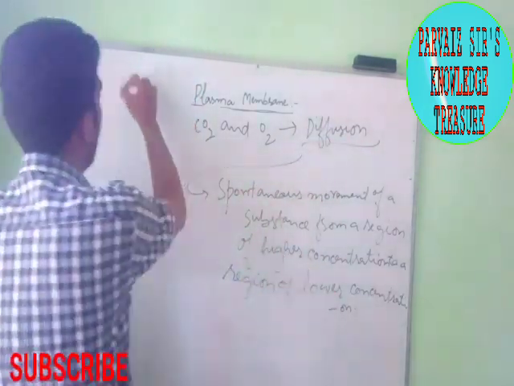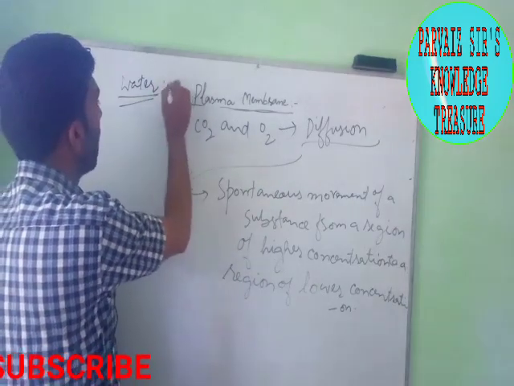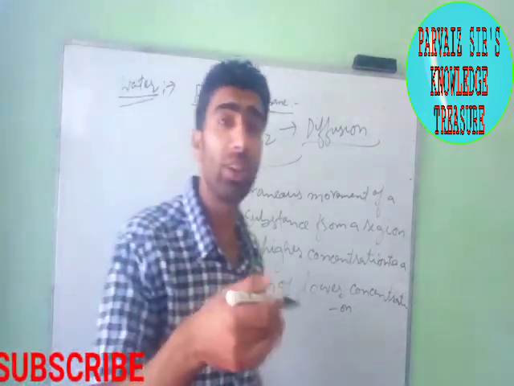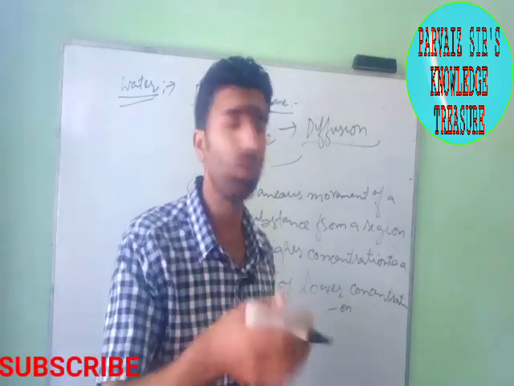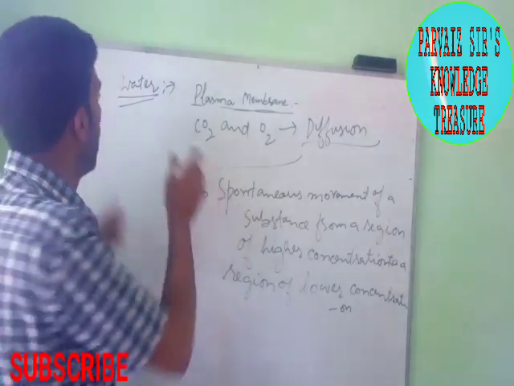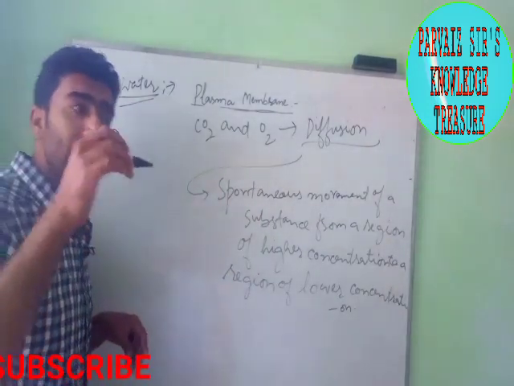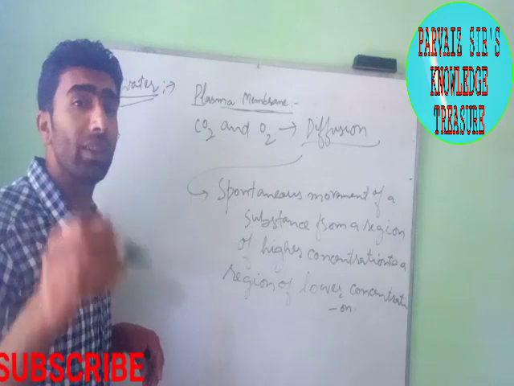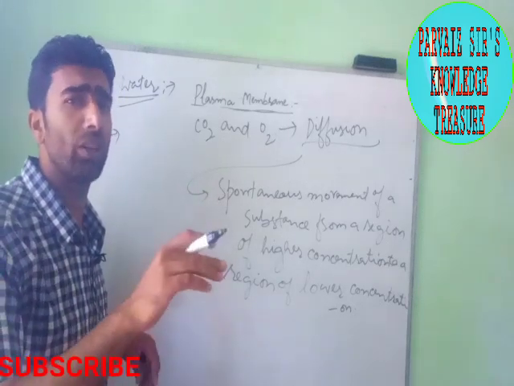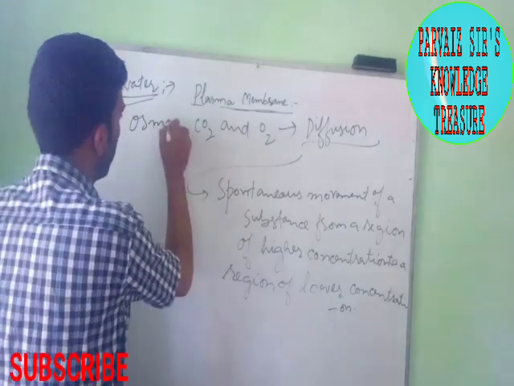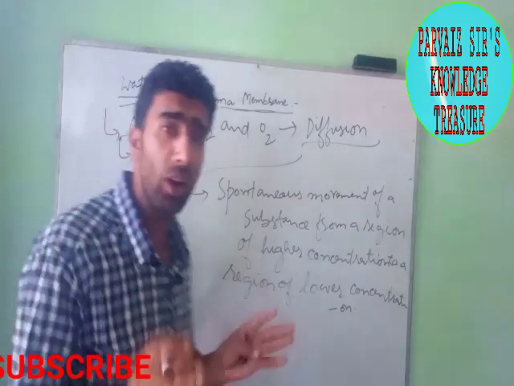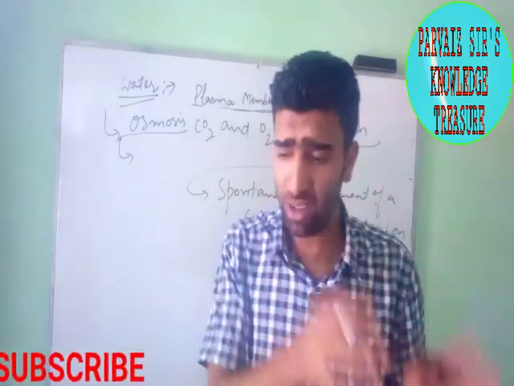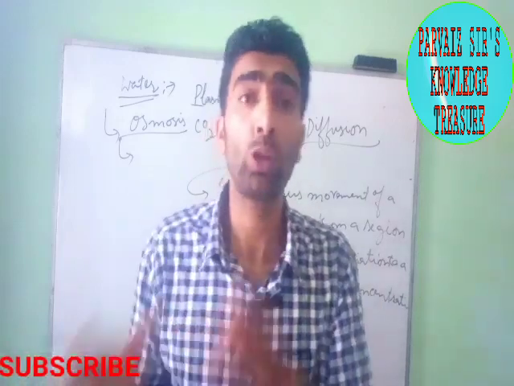Now, what happens in case of water? Water also obeys the law of diffusion. That is, it moves from the region where the concentration of water molecules is high to the region where the concentration of water molecules is low. But when water moves from a region of higher water concentration to a region of lower water concentration through a semi-permeable membrane, then it is not called diffusion, it's called osmosis. So we can say osmosis is the movement of water molecules from a region of higher concentration to a region of lower concentration through a semi-permeable membrane.